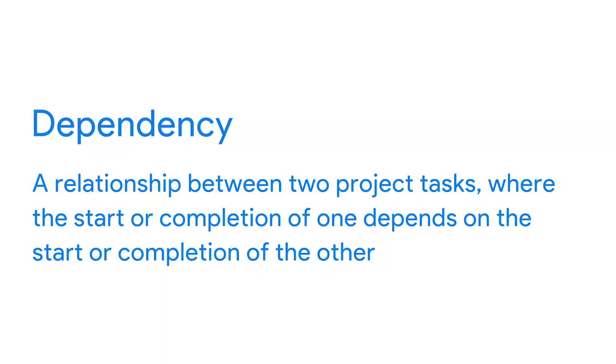Another source of risk to be aware of are dependencies. A dependency is a relationship between two project tasks, where the start or completion of one depends on the start or completion of the other. In other words, dependencies are like links that connect one project task to another. A dependency must be addressed before the task can be completed or before another task can begin.